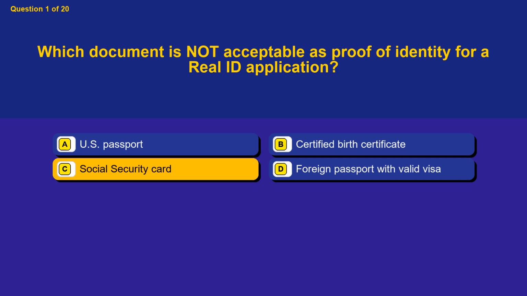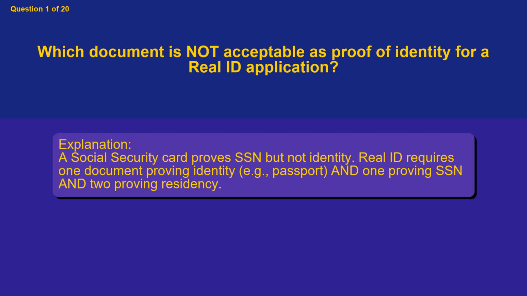The correct answer is option C, social security card. A social security card proves SSN but not identity. Real ID requires one document proving identity, for example a passport, one proving SSN, and two proving residency.